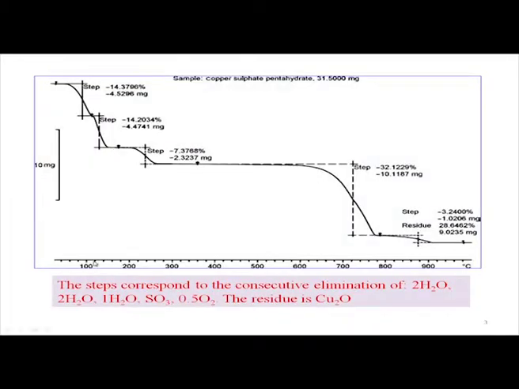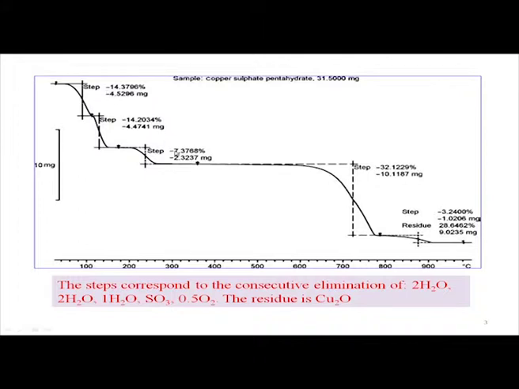The loss starts at around 80 degrees centigrade and is complete at 120 or 140 degrees centigrade, where 4 of the water molecules are going away. The loss of 4 water molecules corresponds to a loss of minus 14.3796% and minus 14.2034%. So, about 14 percent of loss in these 2 steps, that means by weight it is 4.5296 and 4.4741 milligram.